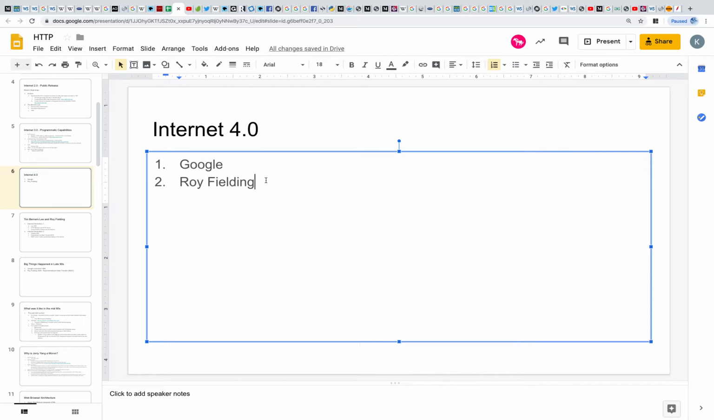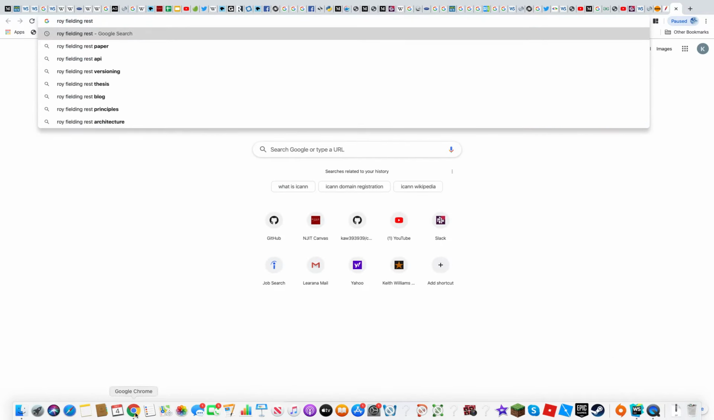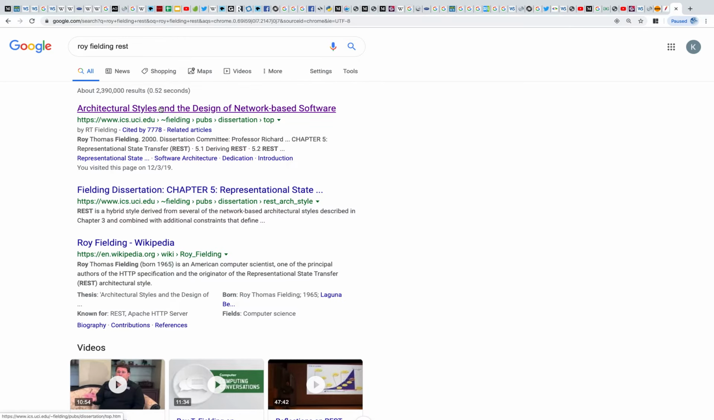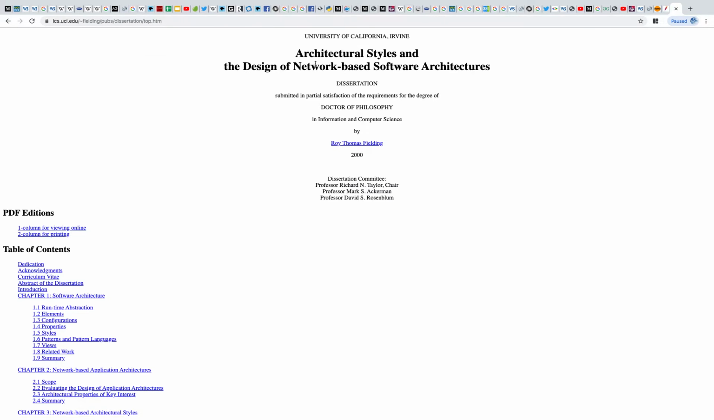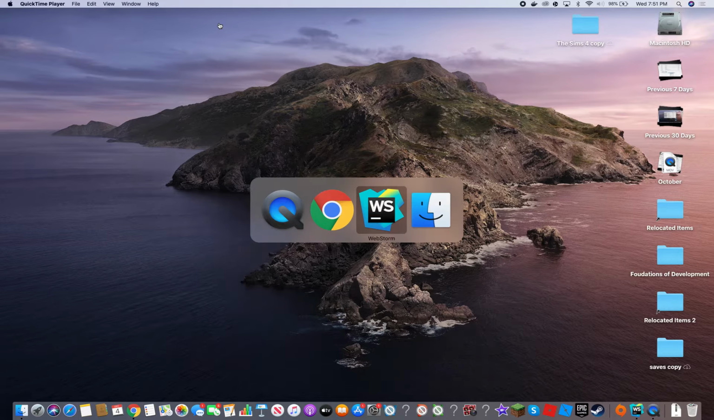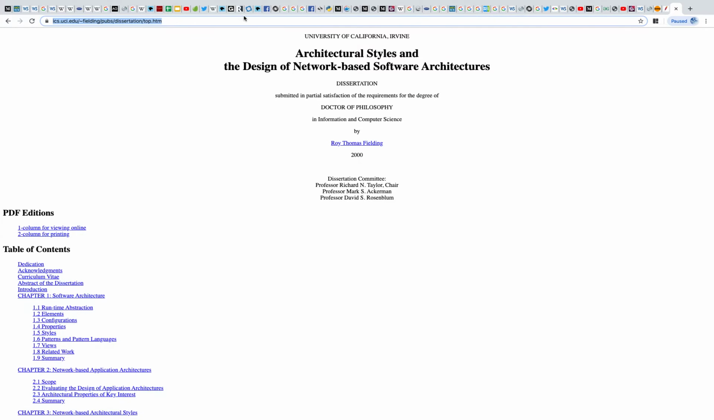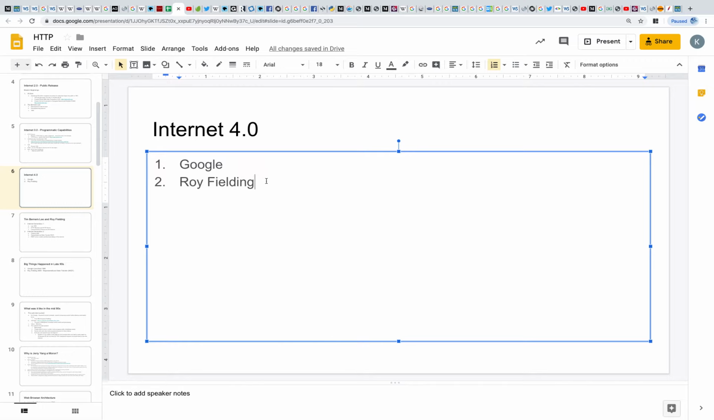So he didn't invent a protocol per se. If you look at his dissertation, it's Architectural Styles and the Design of Network-based Software Architectures. And this is how the internet works today. So what is this?